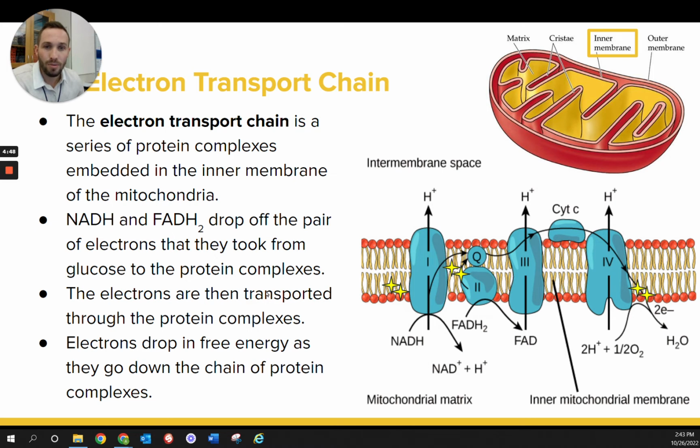And so here's what happens. We have different protein complexes. There are 4 protein complexes that make up the electron transport chain: protein complex 1, 2, 3, and 4. They are each identified by these Roman numerals.